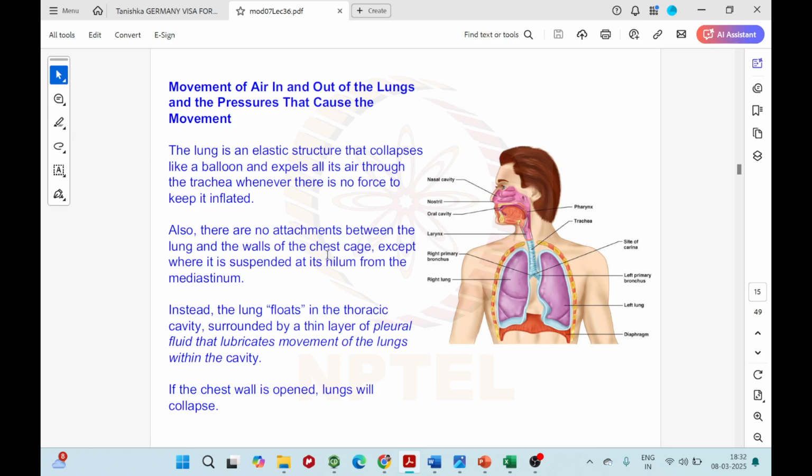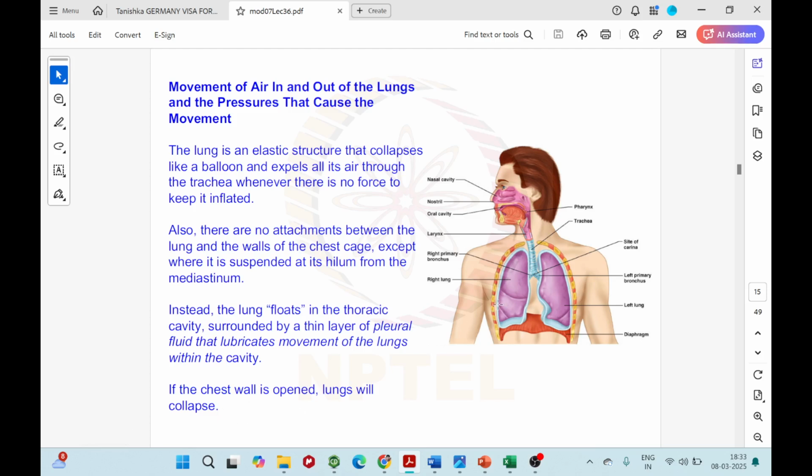Our lungs are situated in the rib cage, but there is no attachment, except where the lung is suspended at its hilum from the mediastinum. Instead, the lung floats in the thoracic cavity, surrounded by a thin layer of pleural fluid that lubricates the movement of the lungs within the cavity. So if the chest wall is opened, the lungs will collapse.